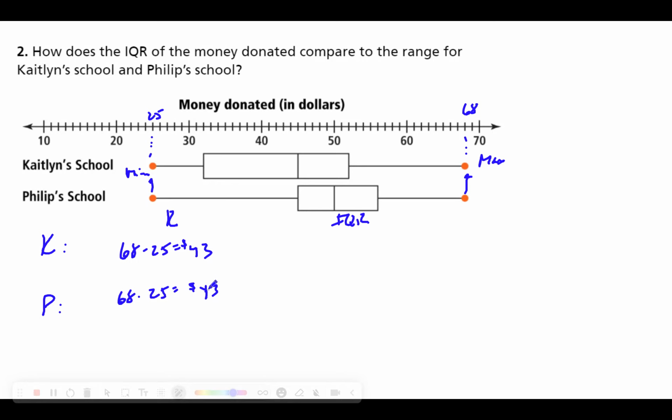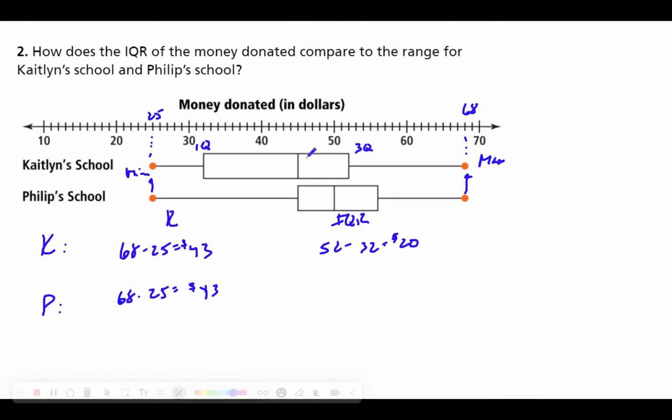Now, the question is, if we look at just the range, would that be a good way to compare them? If you look at the two box plots, are the box plots exactly the same? And I would say no, they're not the same, right? The position of the box is different for both of them. So now let's find the IQRs. Remember that the IQR is your third quartile minus your first quartile. So for Caitlin, it looks like her third quartile is 52 minus her first quartile, which is 32. So she has an IQR of $20. So that is the spread of the middle 50%.